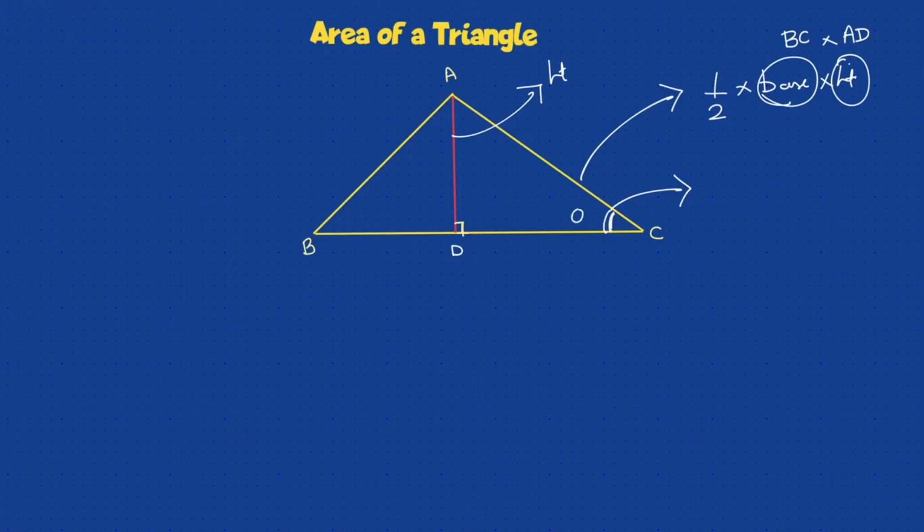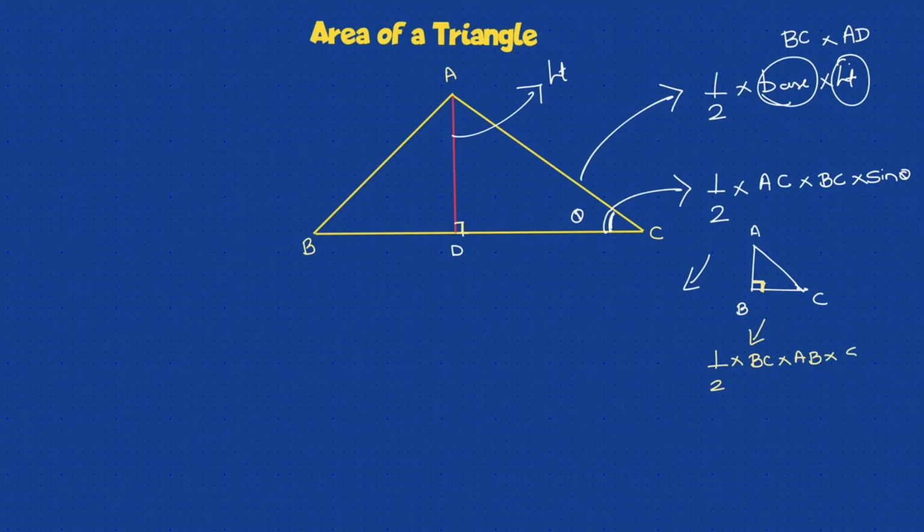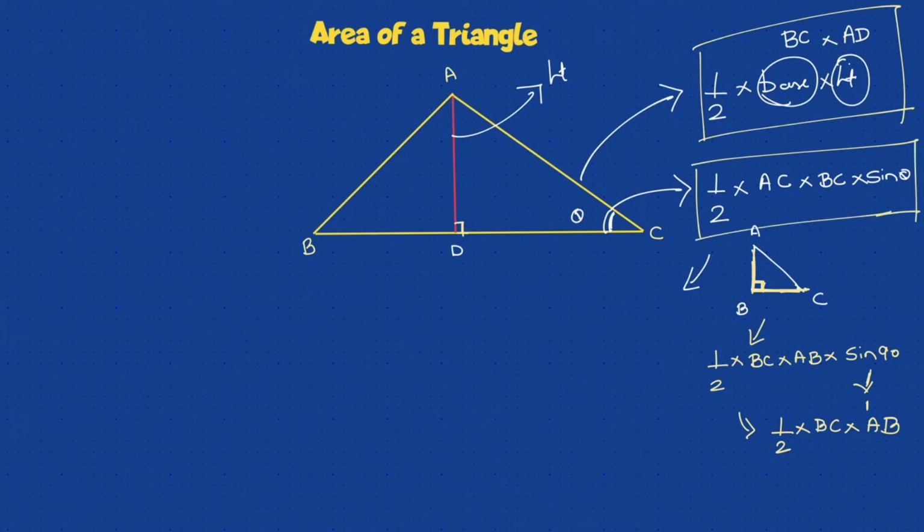What is the next formula? Say between the side BC and AC, the angle is theta. So the formula is half into AC into BC into sine of theta. So half into product of two sides into the sine of the angle between the two sides. Let's understand this. Say there is a right angle triangle where between the side AB and BC, the angle is 90. So how will you write? Half into BC into AB into sine of 90, right? But sine 90 is 1, so you get the formula as half into BC into AB. That's what you do, half into base into height. So it's one and the same thing. If the angle keeps on changing, so will the formula.